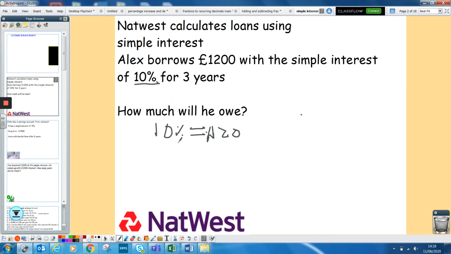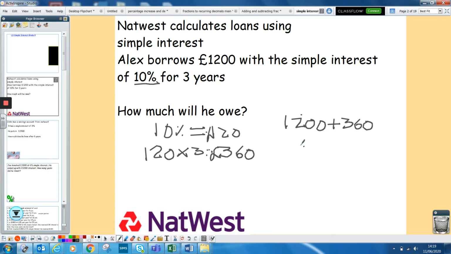So for 3 years, we're going to do 120 times by 3, giving us £360 interest. It says how much will he owe? So that's the interest, remember? So how much will he owe? Well, he's borrowed 1,200 plus the interest that they charge for getting that loan. He will owe at the end of the 3 years £1,560.